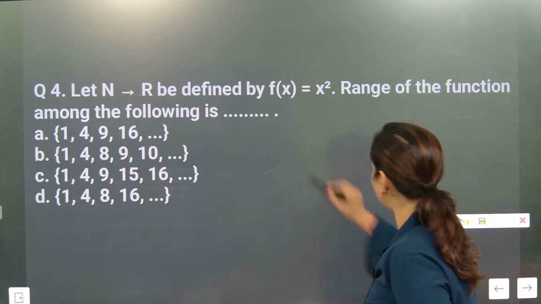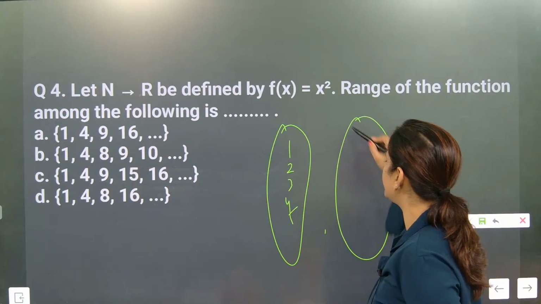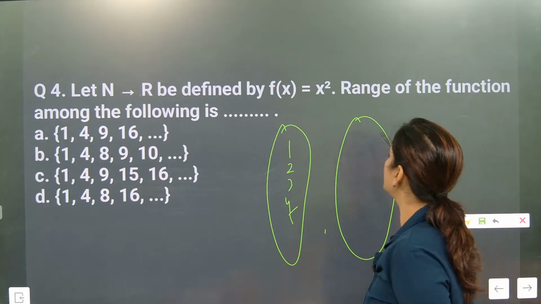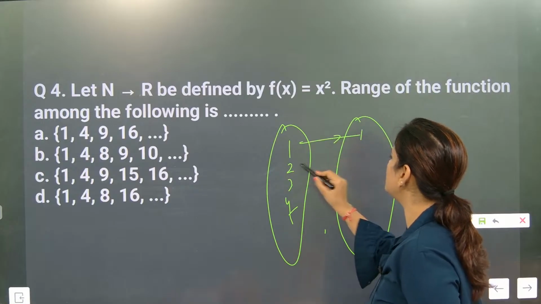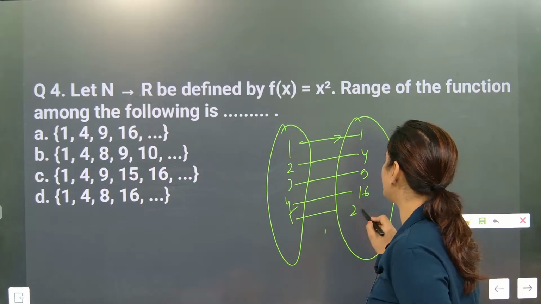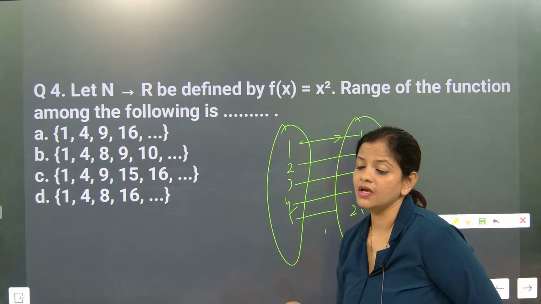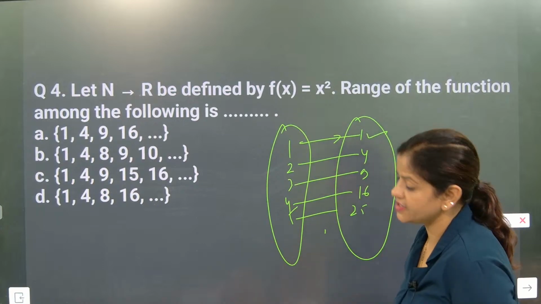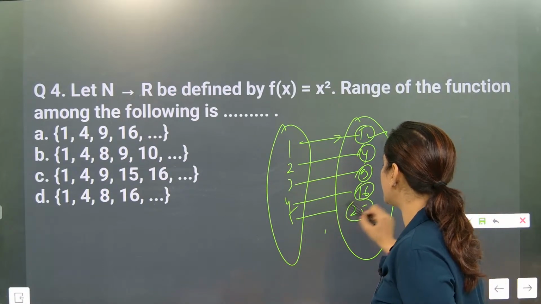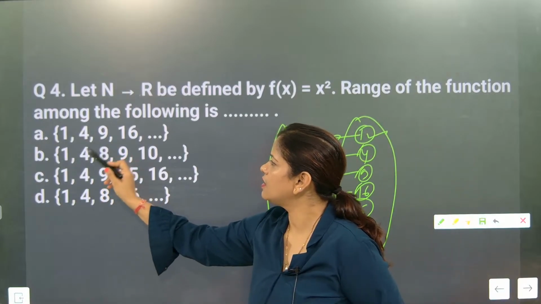Here you need to remember this. We started with 1, 2, 3, 4, 5, but here real number means positive, negative, fraction, everything will be there. But the mapping will come from 1 to 1, 2 to 4, 3 to 9, 4 to 16, 5 to 25. So these are the range. Range means the mapped element in the codomain is called the range. So the mapped elements are 1, 4. Tanish, please check. So this part is coming as 1, 4.